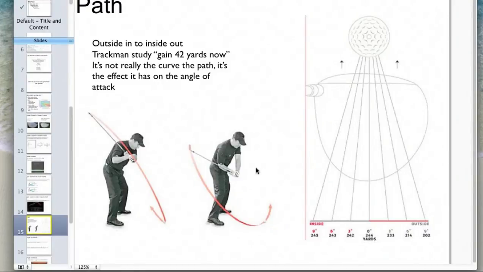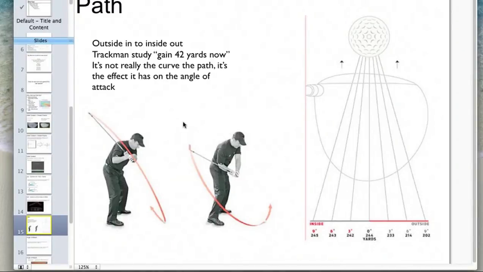So I love science and research and studies, and there was an article written in 2008 that TrackMan did, basically showing where it said gain 42 yards now, and I've used it in a number of marketing pieces because it's easy to see how impactful changing the path of your swing can be for total distance. People are often shocked when I tell them during an evaluation that in 3 months you're going to be hitting the ball 50 yards further. And it always sounds like an outrageous claim, but it's nice to have a lot of the science to back it up.